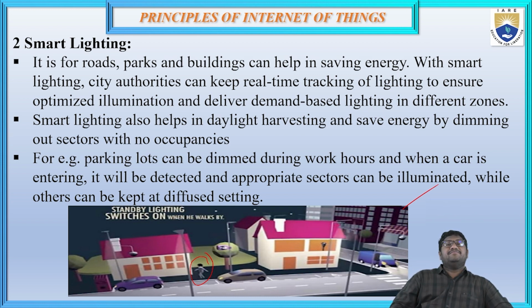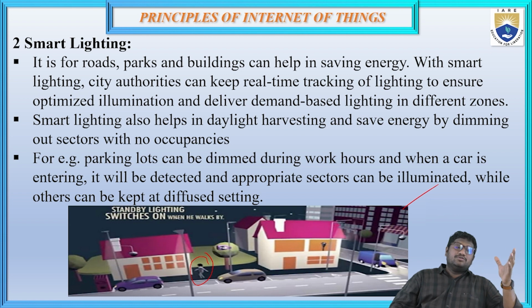Nowadays, everyone is using smart lighting systems, in smart cities as well as in organizations. It is used for roads, for parks, for buildings, which helps you save electrical energy. With this smart lighting, city authorities can keep real-time track of lights and optimize illumination, with demand-based lighting in different zones.